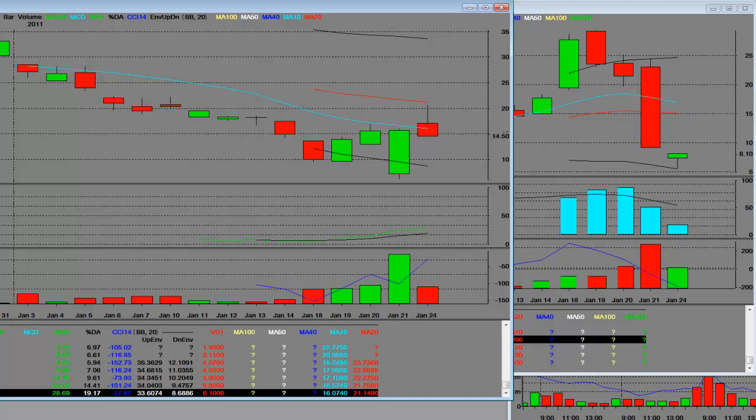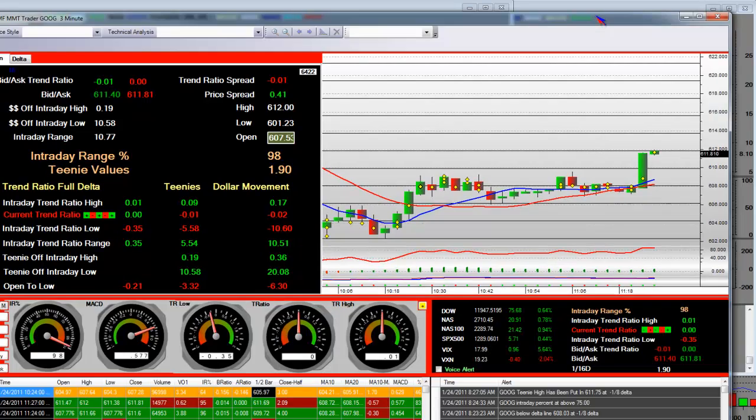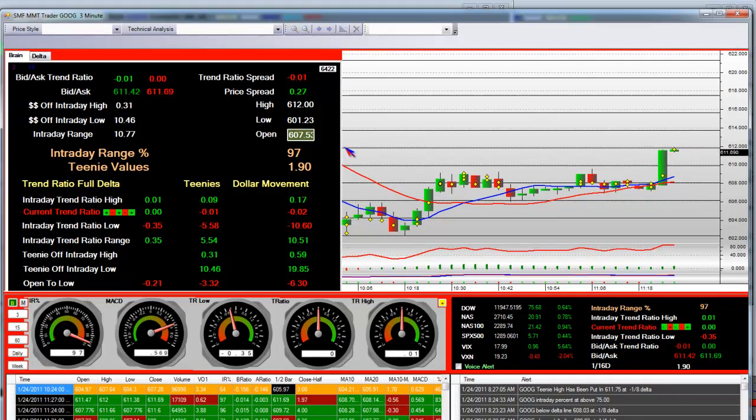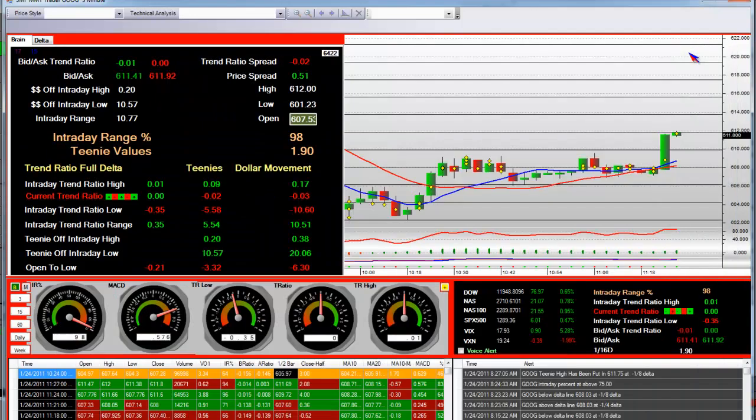And Google right now is breaking out to all-time highs here and now. So basically we finally are seeing where we got 2 teenies up. That's $1.90 times 2. And we're finally thrusting above 98, and everything is firing on all cylinders, so that price action volatility has really done its thing.